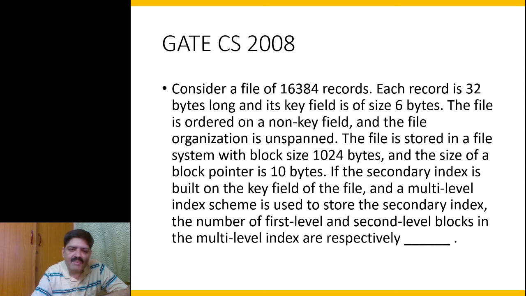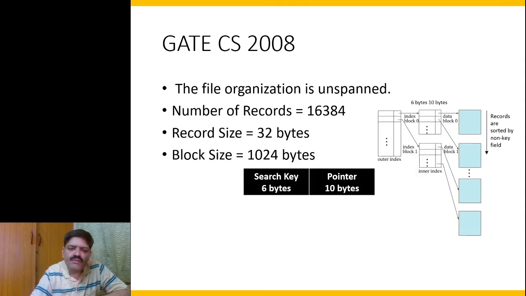Okay, so let's break this question up and see what we have. A few things are given to you. It's told that the file organization is unspanned and the number of records is 16,384. Record size is 32 bytes and block size is 1024 bytes. So these are all given to you.